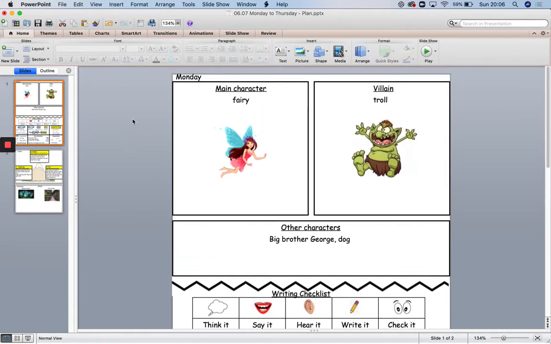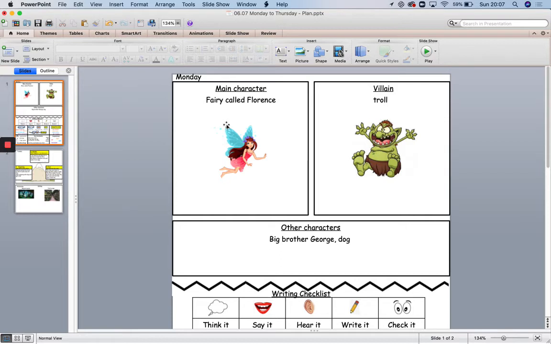So Monday, you are thinking about the characters in your story. So I'm thinking about my story, what I want to do. I've got a fairy as my main character. I could give her a name. What could I call my fairy? I'll call her Florence. Florence the fairy. There we go. So Florence is my main character.